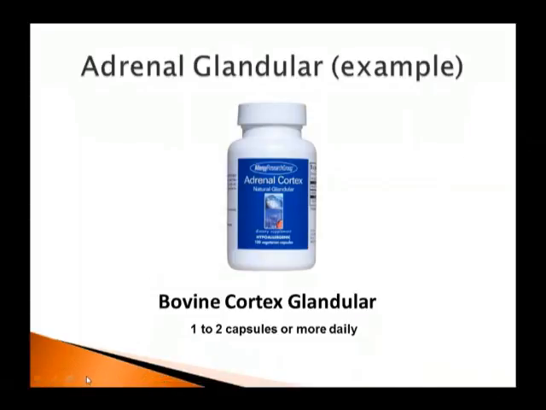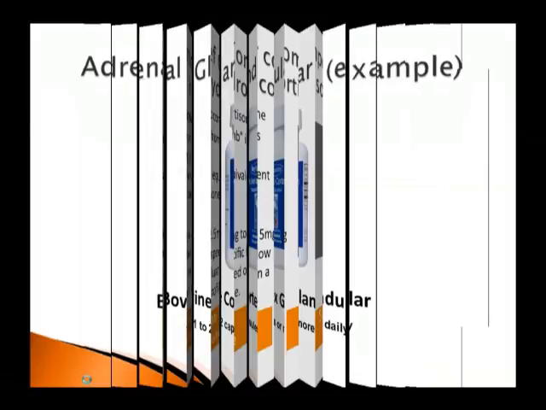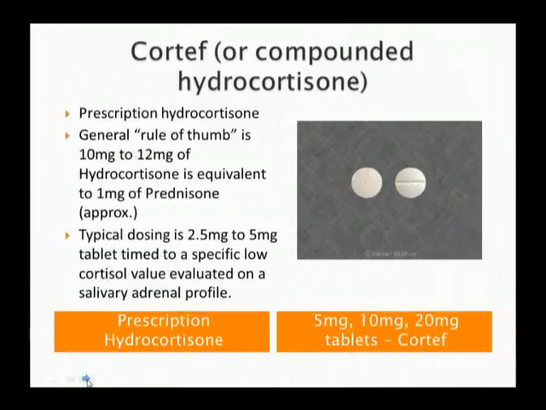Oftentimes, though, in my practice, I'll have to resort to actually replacing cortisol. And there is a prescription medication called Cortef. It essentially is prescription hydrocortisone, which is equivalent to cortisol in the body. It's a prescription, so it has to be prescribed by a physician. You can also get hydrocortisone compounded by most compounding pharmacies. It's not a real expensive medication, but it comes in various strengths.